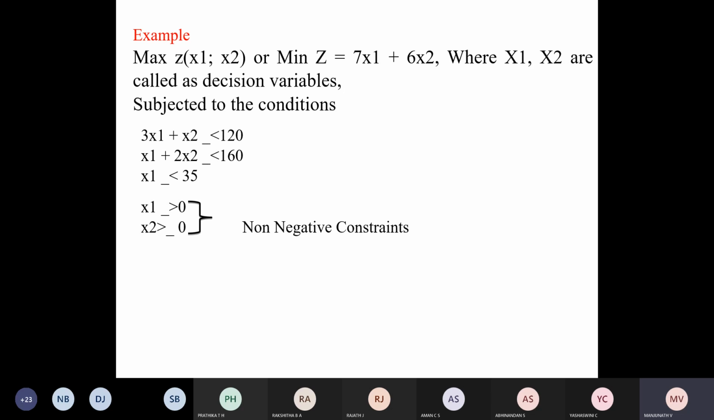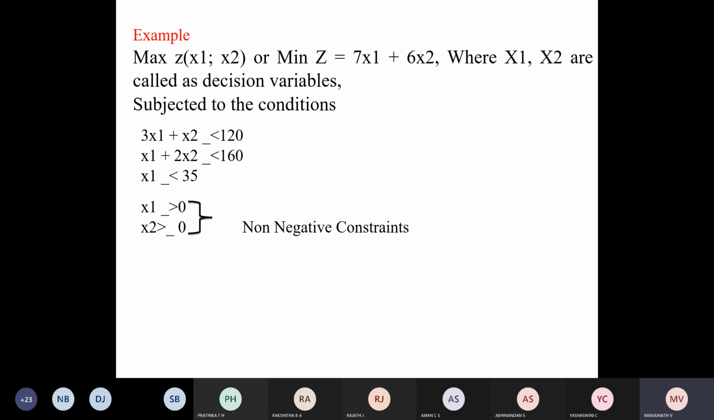Here x2 is not mentioned, there are no conditions for x2, only x1 they have mentioned, and below that they have written non-negative constraints or non-negative conditions. x1 should be more than or equal to 0, x2 should be more than or equal to 0, x1 and x2 both should be positive. We are evaluating the whole problem for the values of x1 and x2. You need to find the values of x1 and x2 subjected to these conditions.